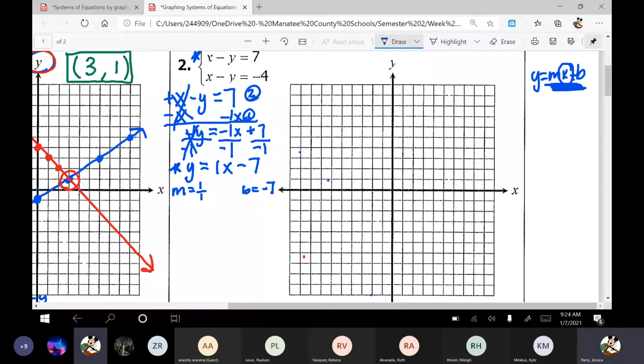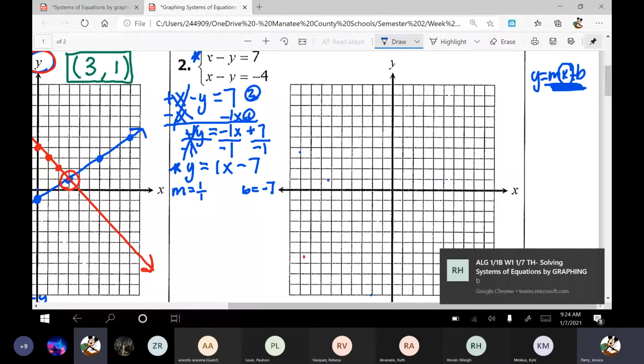Okay, in the chat, I want you to write, what do I put on the graph first? Do I put m on the graph first, my slope, or do I put b, the y-intercept, on my graph first? What do I put on the graph first, m or b? My slope or the y-intercept?